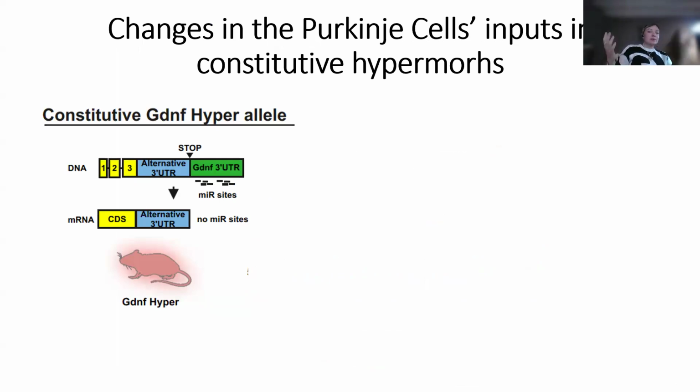But because we had this proprioception component and also motor learning, of course, it indicates that maybe the cerebellum is important for that. And we tested in our constitutive animals, those which have upregulation in GDNF in all cells in the body and the brain.